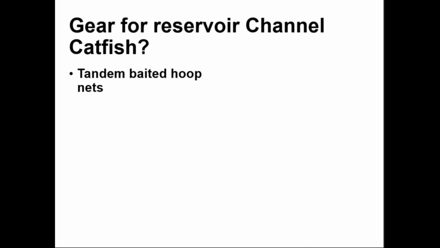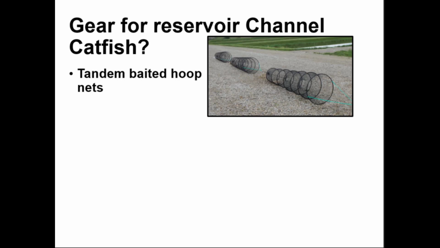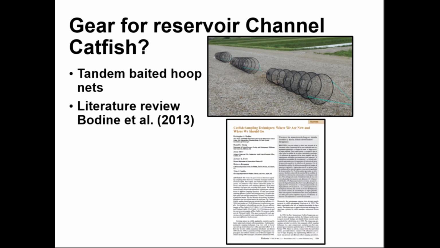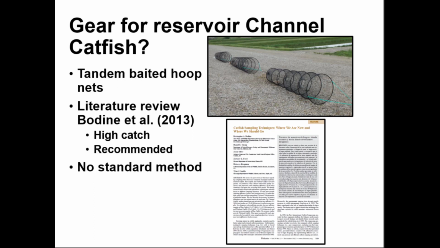Literature shows that the gear of choice is tandem baited hoop nets. So this is a tandem hoop net set. This was identified by the famous literature review by Bodine et al. They found that generally the literature showed that tandem baited hoop net sets result in high catch, and they recommended this gear. However, there's not been a proposed standard method for how to fish this gear.